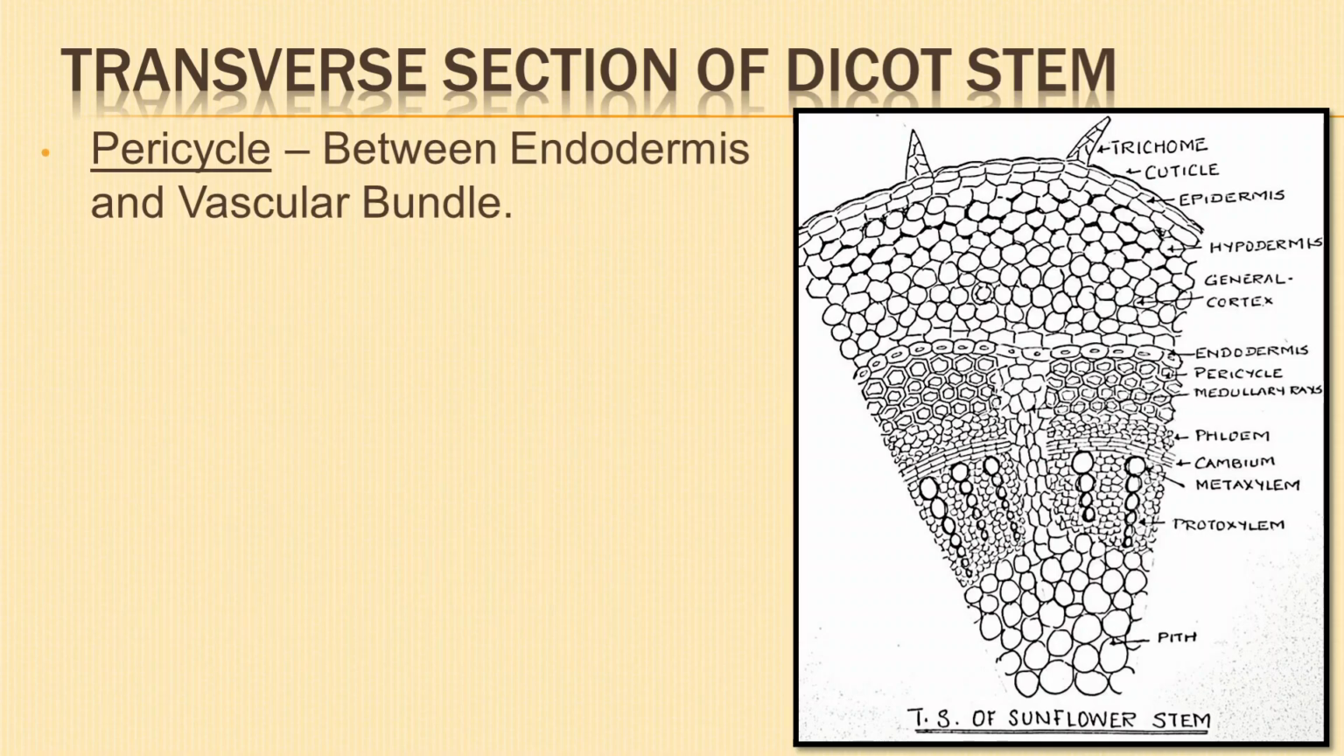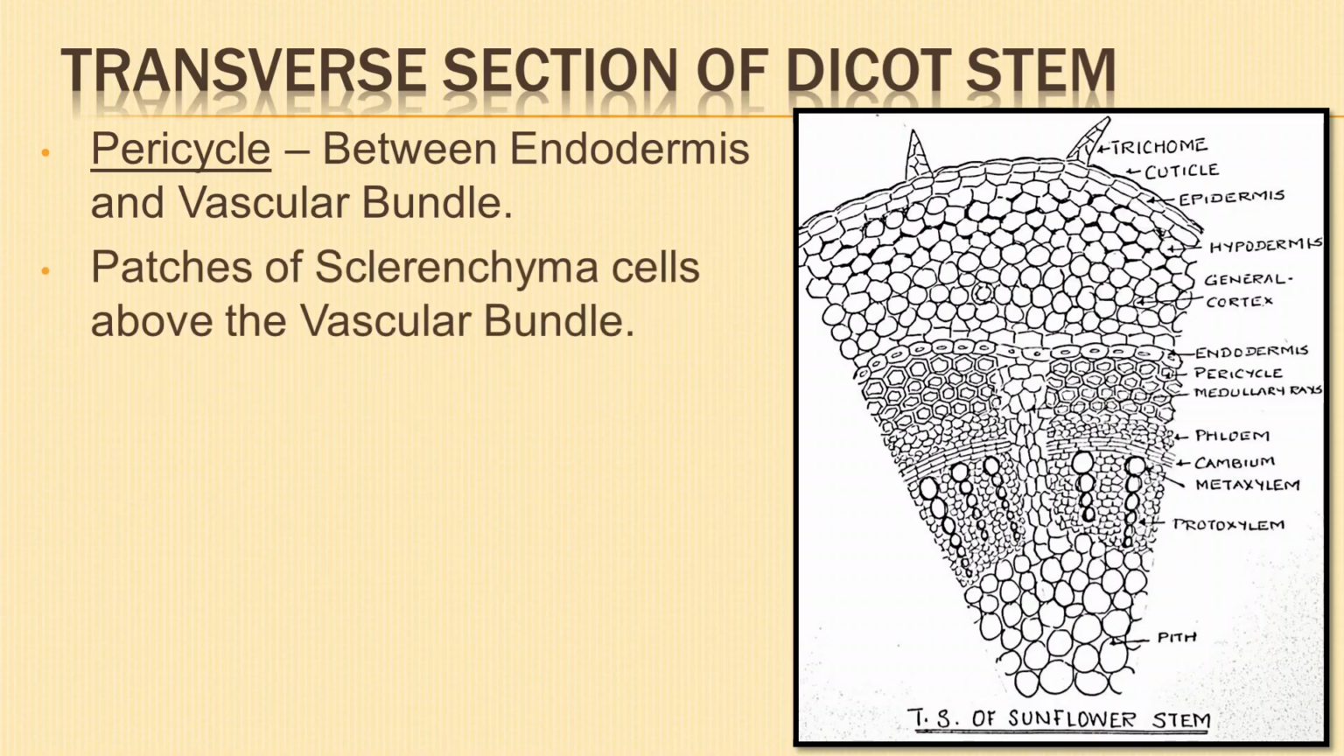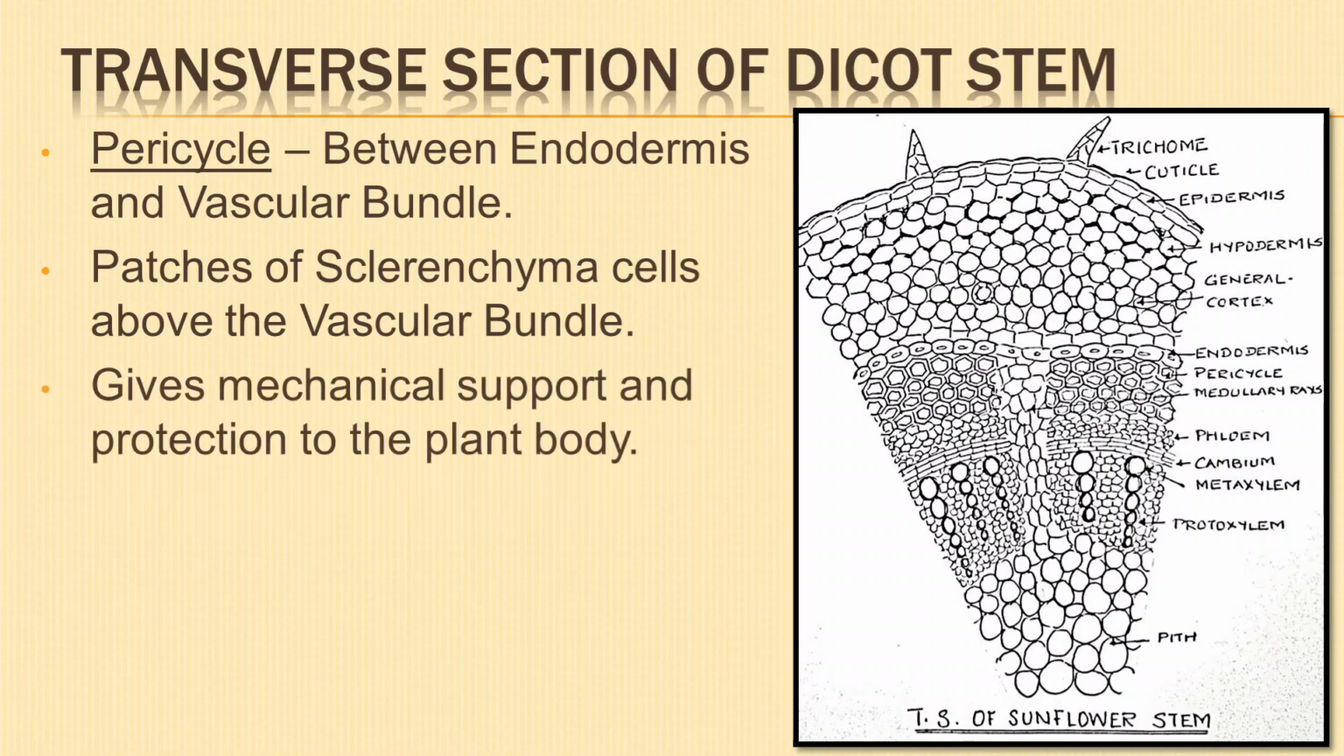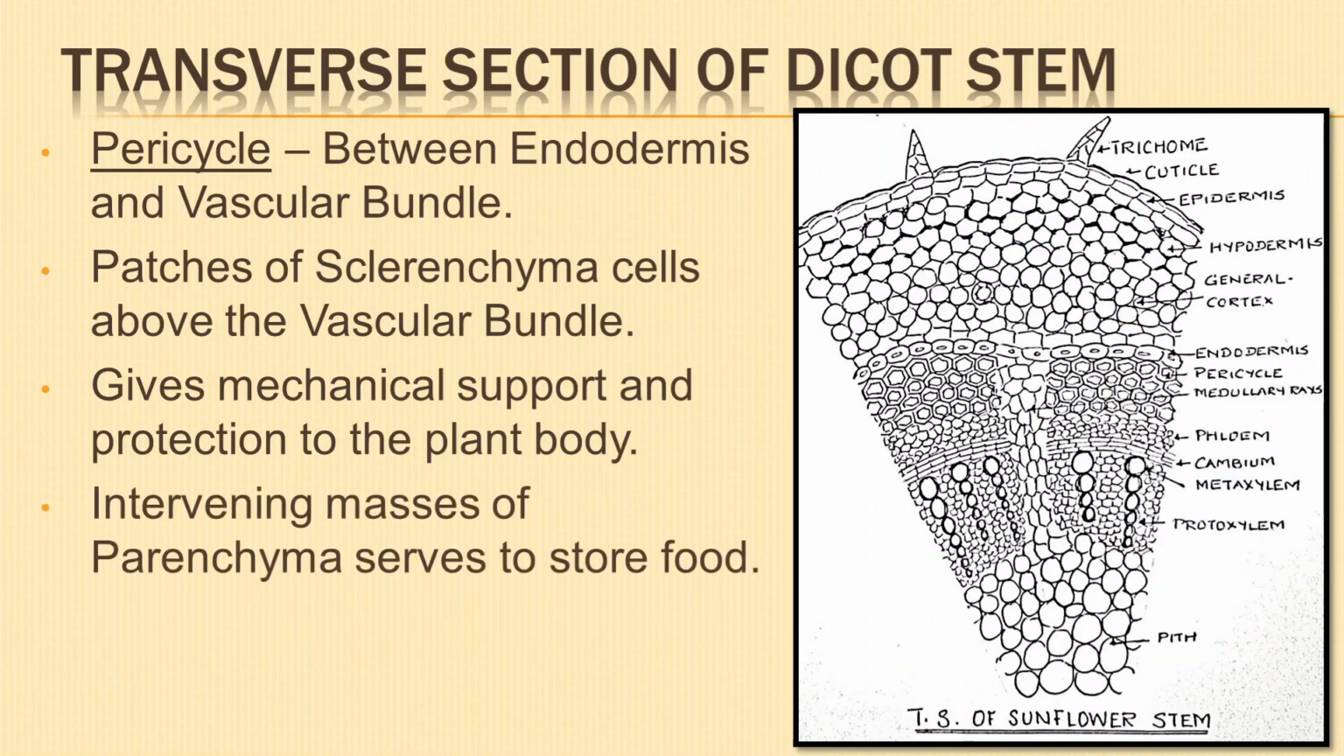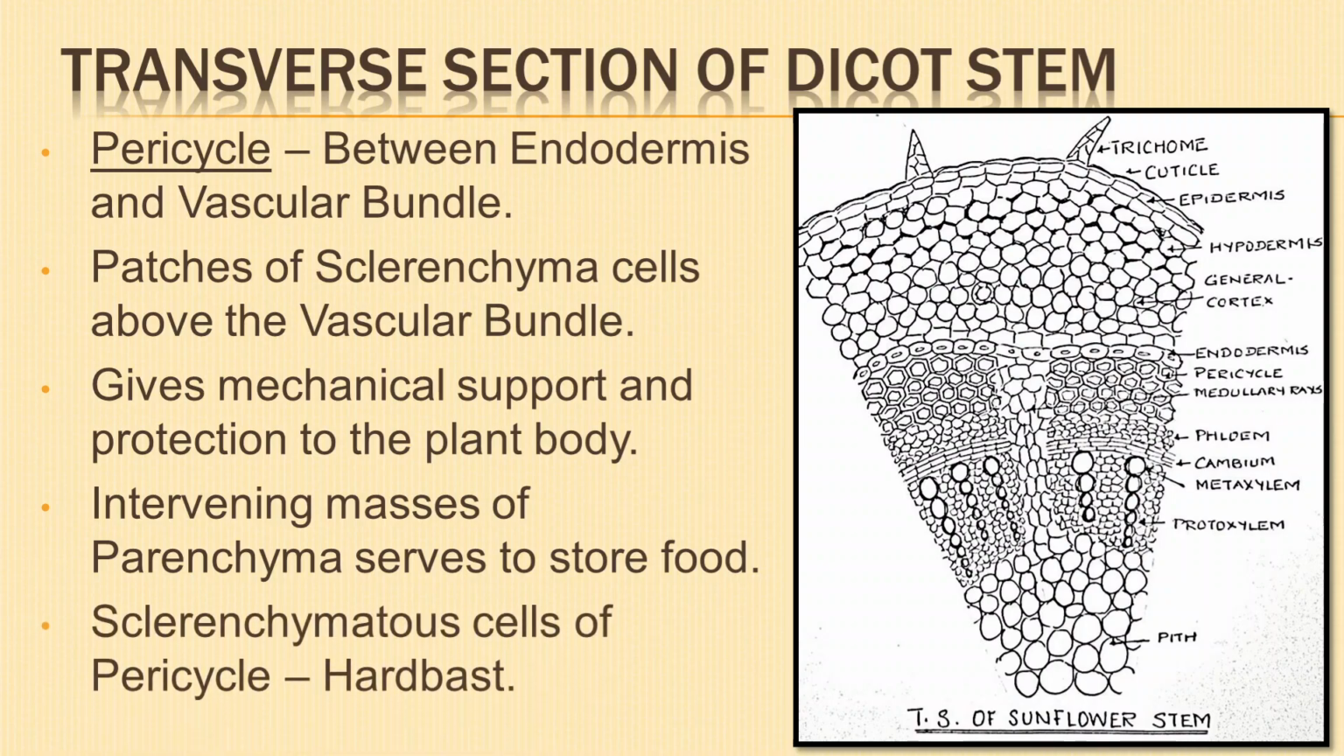Pericycle. This is the region lying in between the endodermis and the vascular bundle. Pericycle is made up of patches of sclerenchymatous cells above the vascular bundles. It not only gives mechanical support to the plant body, but also protects the underlying tissues. It also has intervening masses of parenchyma which serves to store food. The cells of the pericycle are sclerenchymatous and thus it is often called as hard bast.